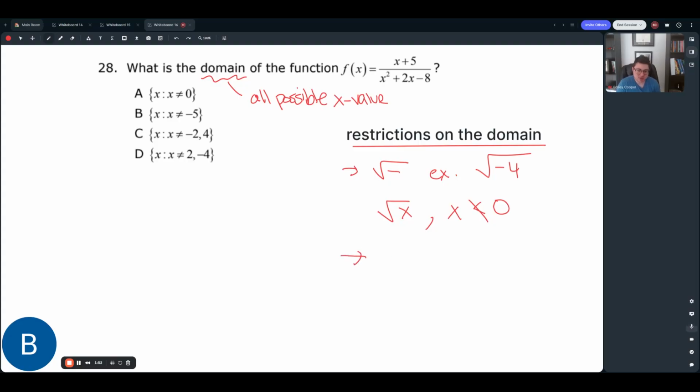Another thing is you can't divide by 0. So for example, if you had 9 over 0, or if you had something like 9 over x, then you would say x can't be 0 because we can't divide by 0.